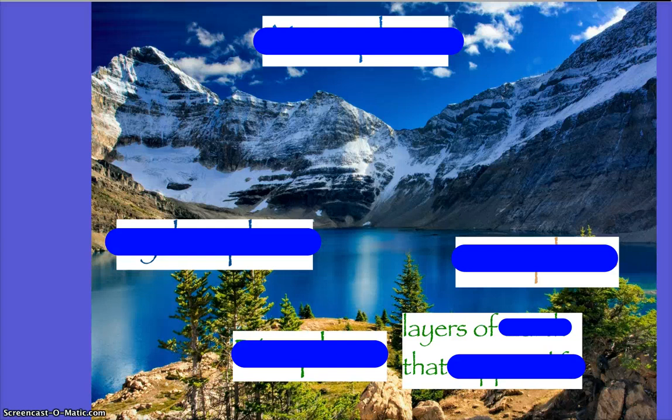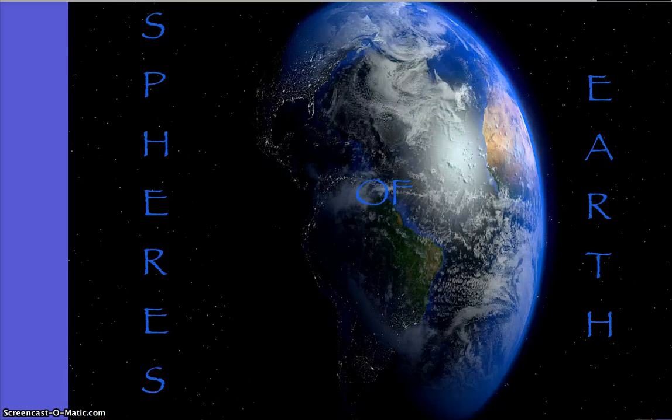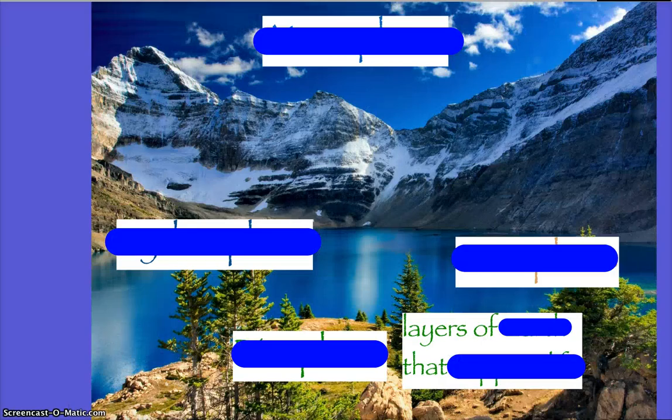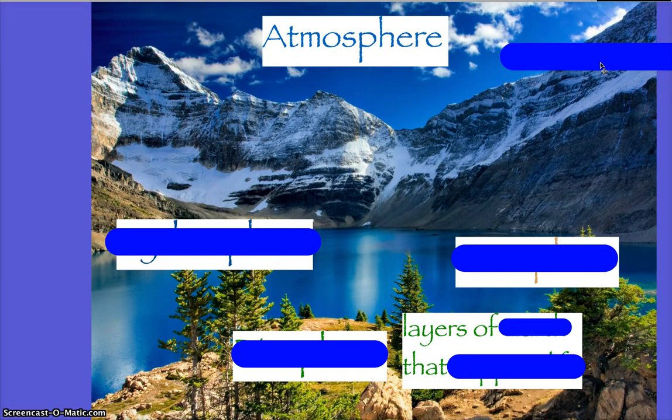So now that we've talked about the birth of Earth, and we're in Earth, let's talk about the spheres of Earth, which should be titled right here. Yes? Spheres of Earth. What are they? Good job. The atmosphere is a layer of Earth that makes up air. So think of A for atmosphere, A for air.